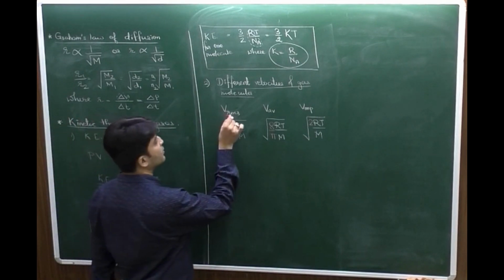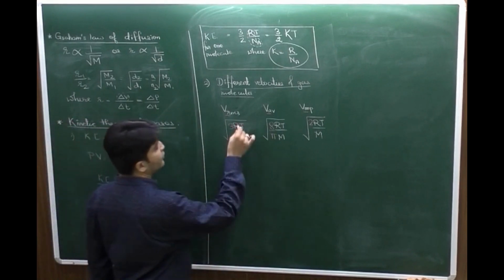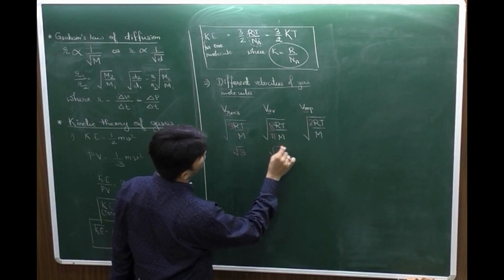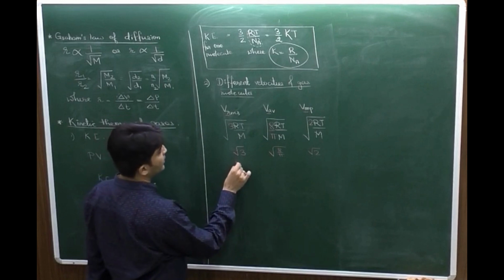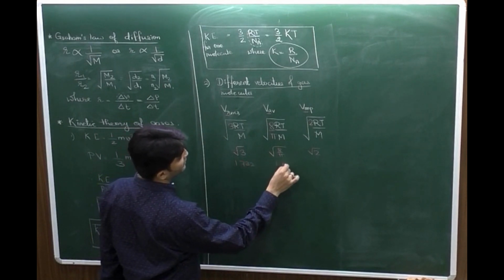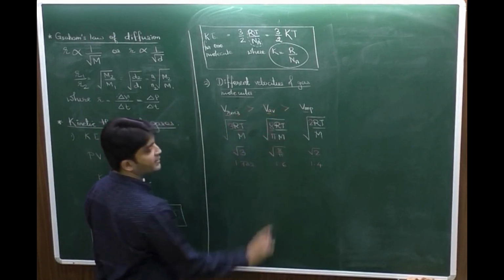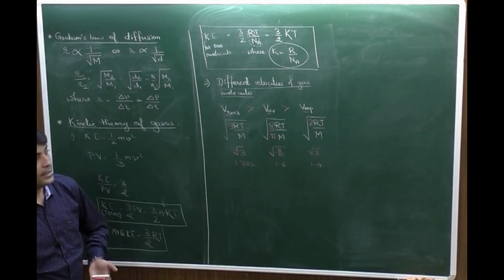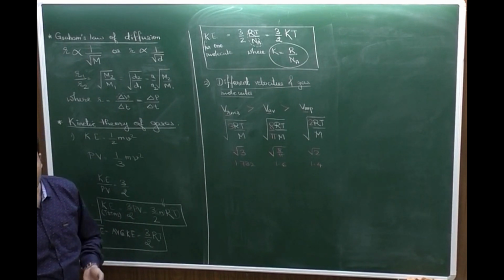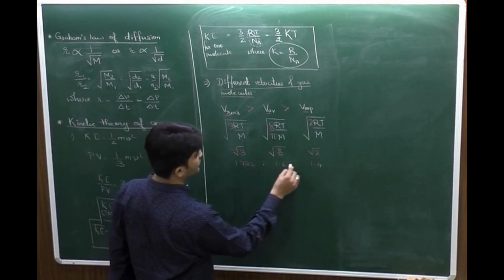So you can remember it as RAM. The ratio, in fact, is root 3 is to root 8 upon pi is to root 2, which is 1.73 to 1.6 to 1.4. Hence, if you are asked to compare, RMS is greater than average is greater than most probable. So it can be remembered as RAM, and you just have to remember 3, 8 by pi and 2. These 3 velocities are important, and this is their ratio.